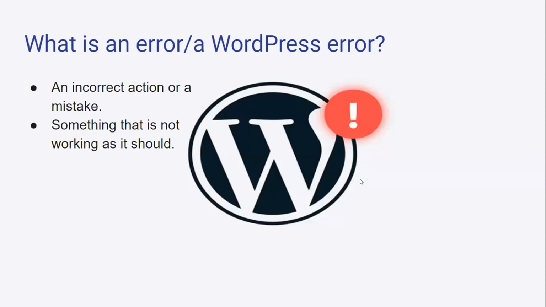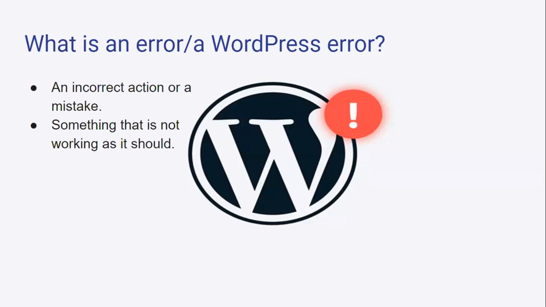All right. What is a WordPress error? WordPress errors are when something is not working as it should. So you go to your website that you normally have up and you notice that something is not right. That's when you'll try to find a solution for that problem.